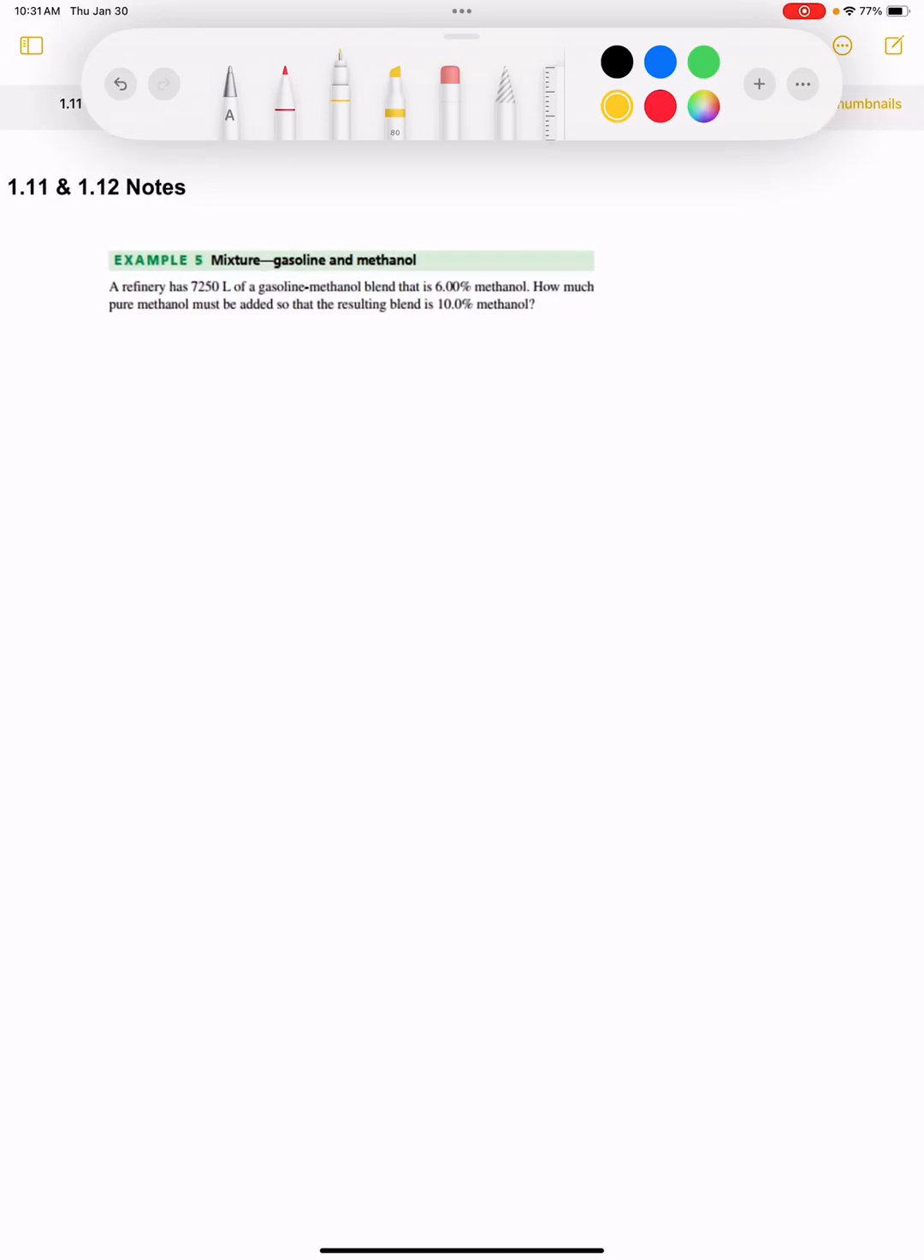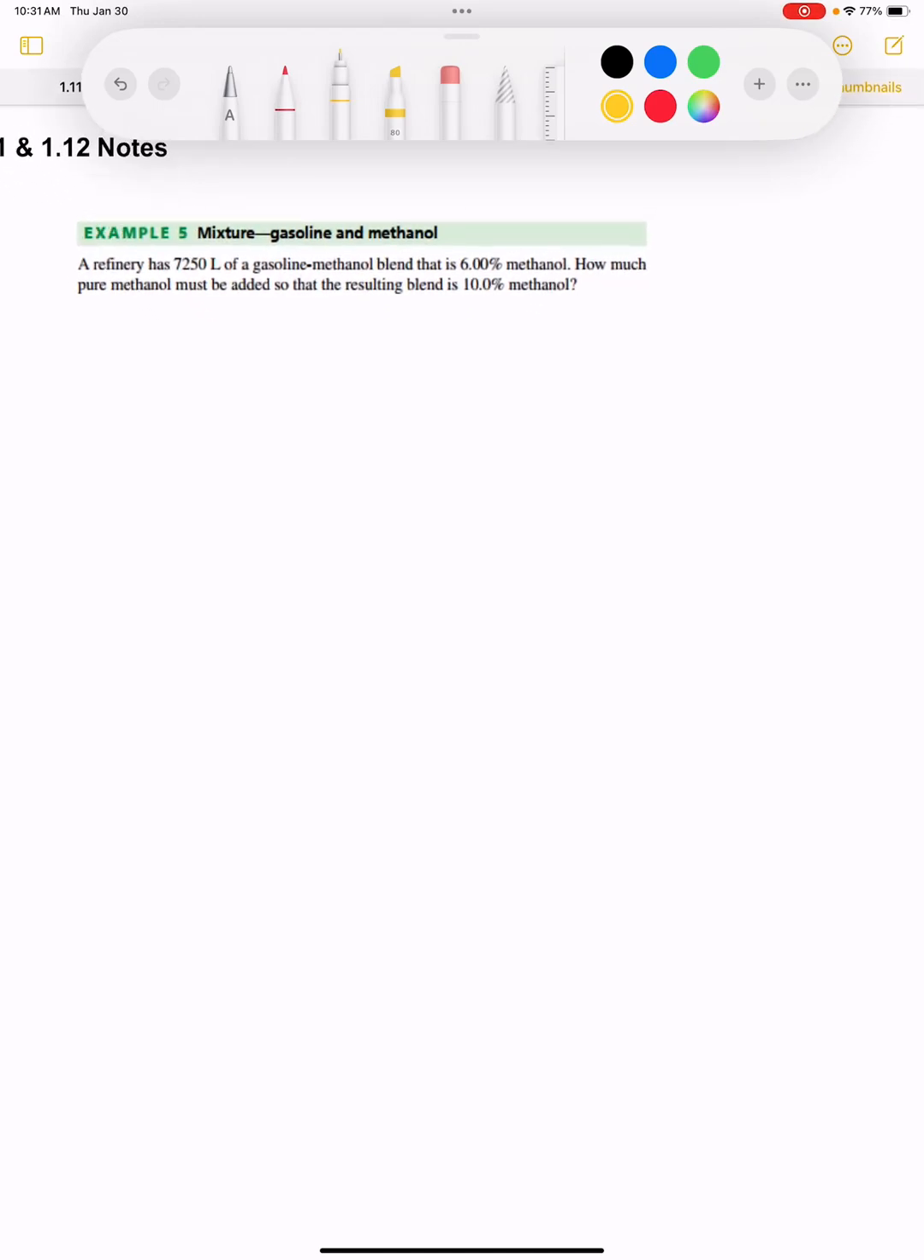All right, got another one for you. These are called mixture problems, right? So it says a refinery has 7,250 liters of gasoline methanol blend that's 6% methanol. How much pure methanol must be added so that the resulting blend is 10% methanol?